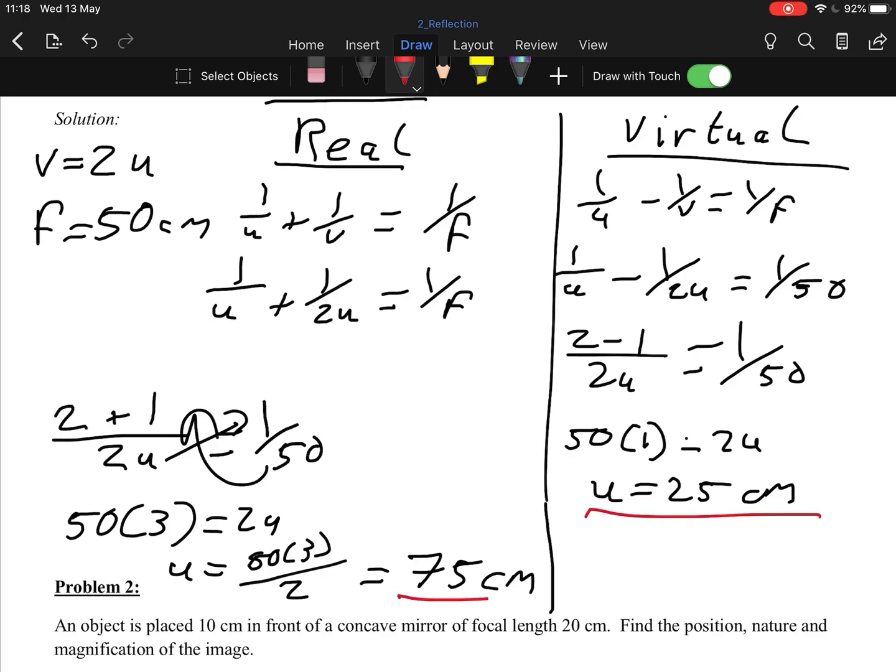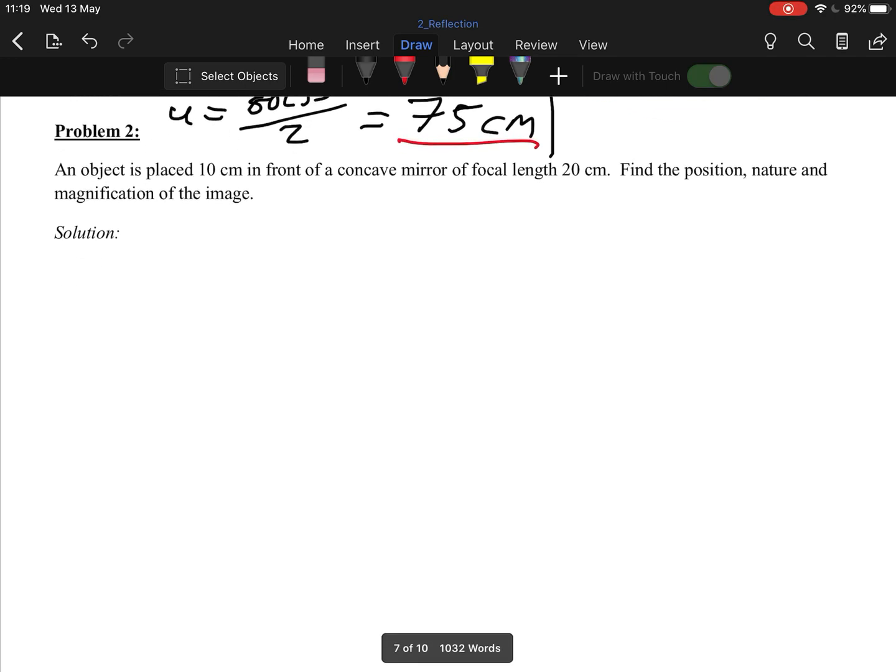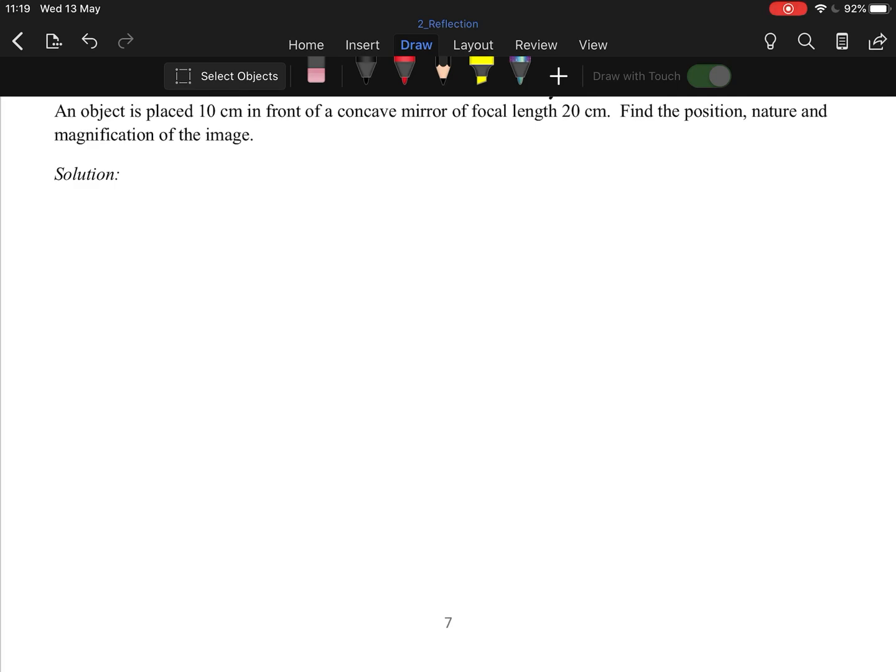So if we put it at 75 centimeters, we'll get a real image. We put it at 25 centimeters, we'll get a virtual image. Okay? All right, so problem 2. So that's it, guys. They're fairly straightforward. Put your values on the left-hand side and work it out.